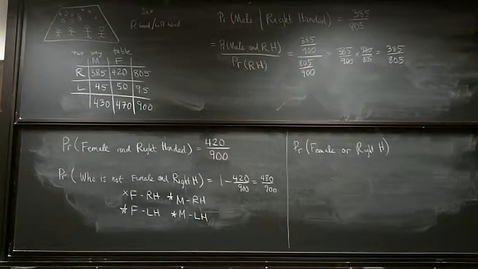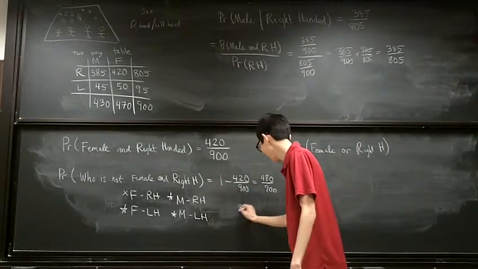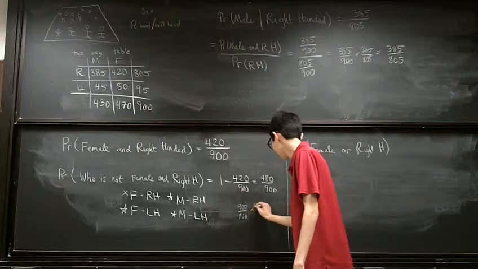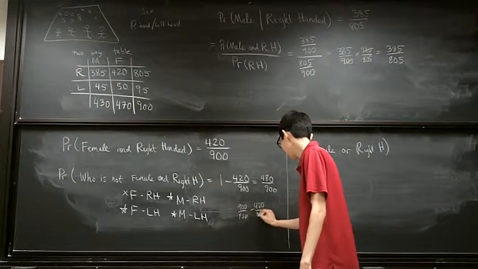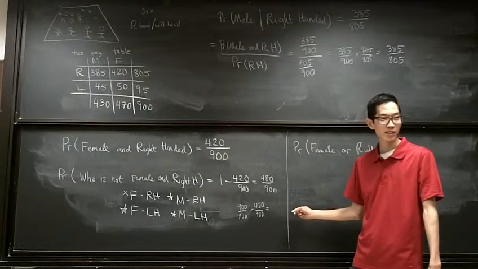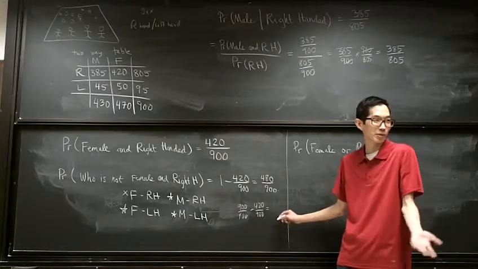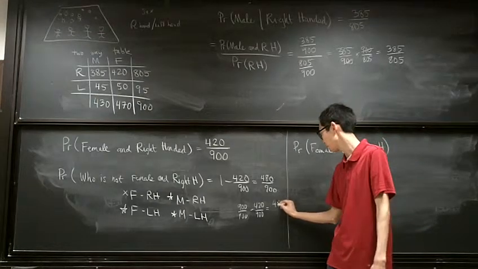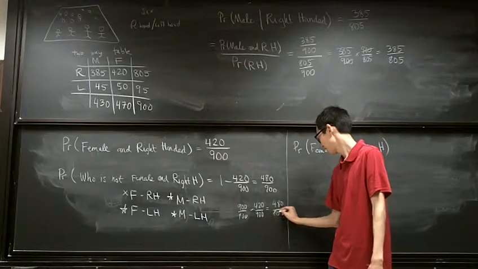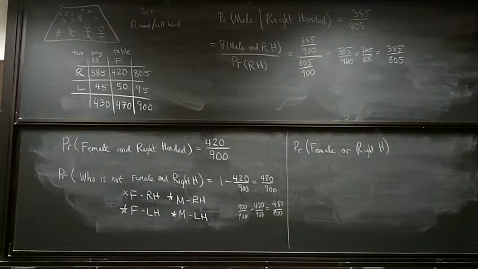Question for the last one. Where did you get 480 from? Oh, in my head, I said 1 is 900 over 900 minus 420 over 900, and then you do 900 minus 420. I'm just finding a common denominator and doing the arithmetic. That's all, okay?